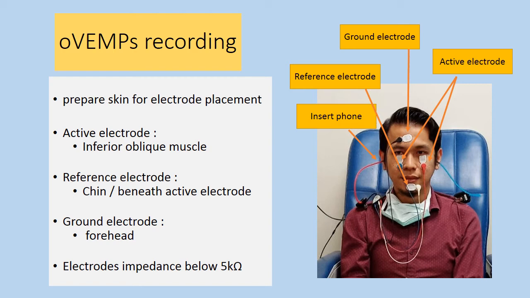The reference electrode is placed on the chin. Some laboratories place the reference electrode approximately 1 to 2 cm beneath the active electrodes. But for this recording, you may need to switch the reference electrodes between eyes according to the tested ear, especially for single-channel systems. The ground electrode is placed on the forehead. All the impedance of the electrodes shall be kept below 5 kilo ohms.